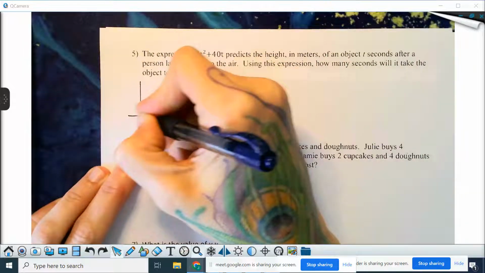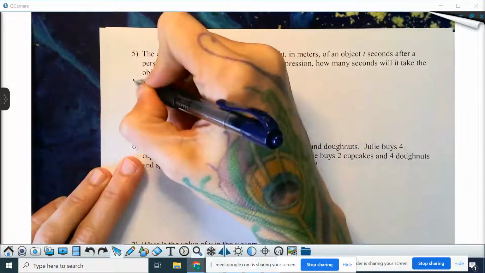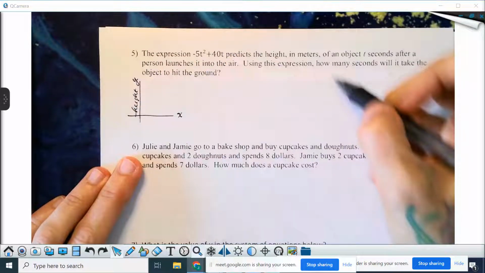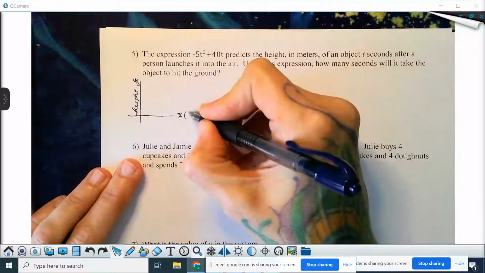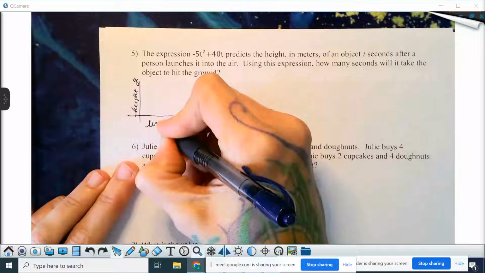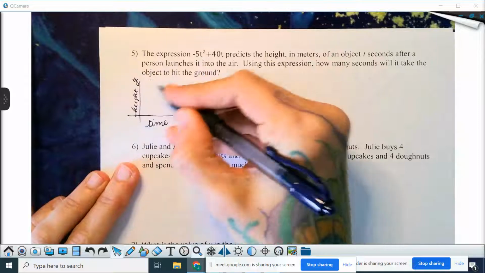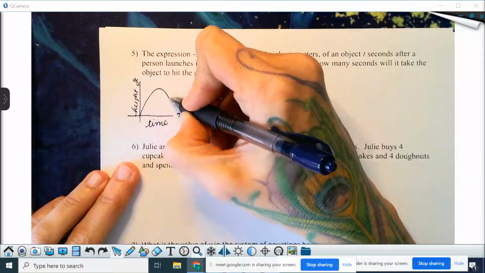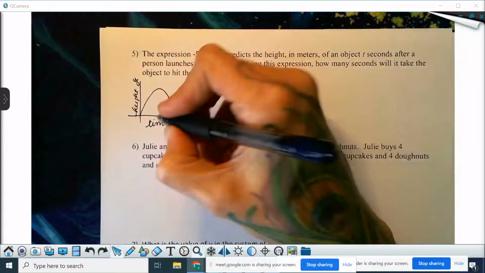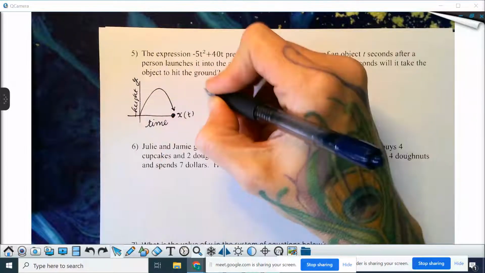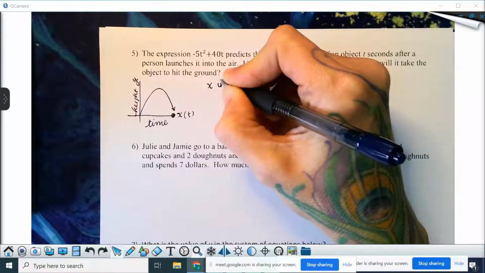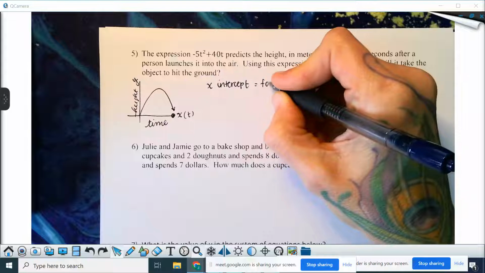So we have an object. This is probably our height. X is what I'm using as my t. So this is t because the input is time. As time passes, we're throwing something into the air that's going to make this kind of shape, right? And it says, will it hit the ground, which means I'm looking for my x-intercept. So x-intercept, because the ground is the x-axis, that means we have to factor and solve.